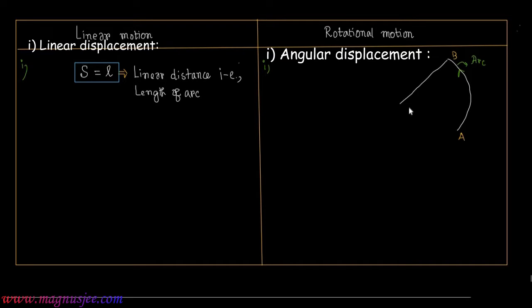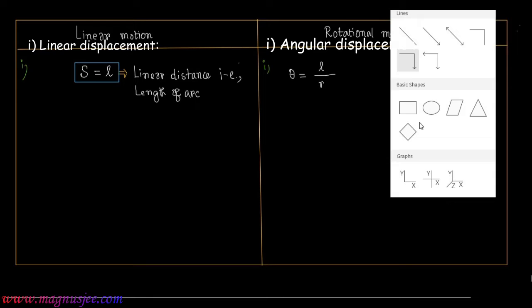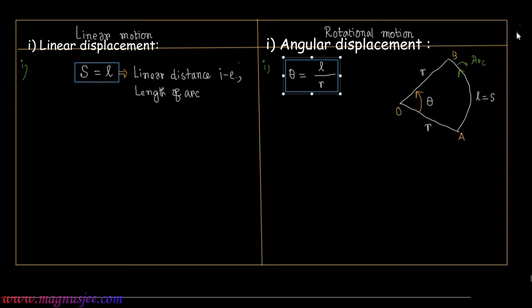Here AB is the arc and O is the center of the arc. The arc AB makes an angle theta with the center O, and L is equal to S, which is the length of the arc or linear distance traveled by the body. R is the radius. Theta is equal to L by R. That is, angular displacement theta is equal to length of arc L divided by radius R.